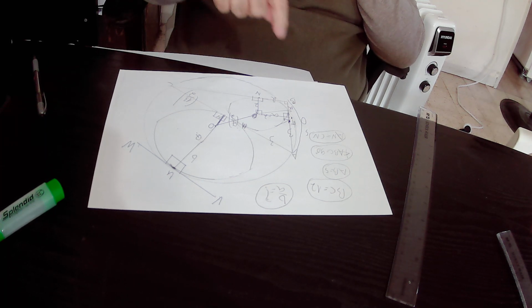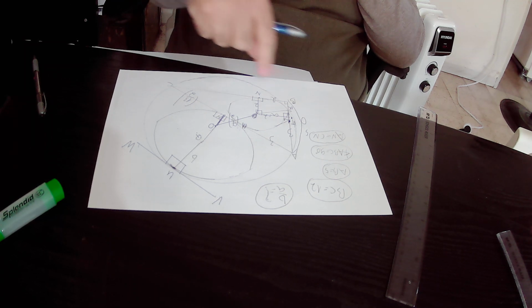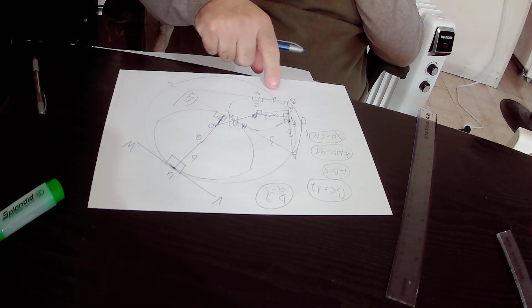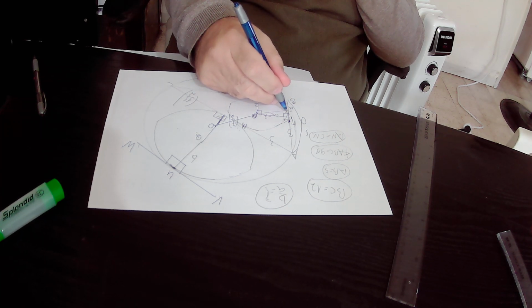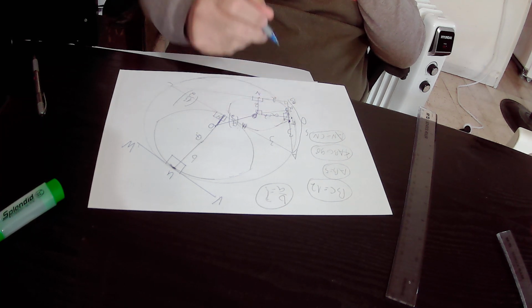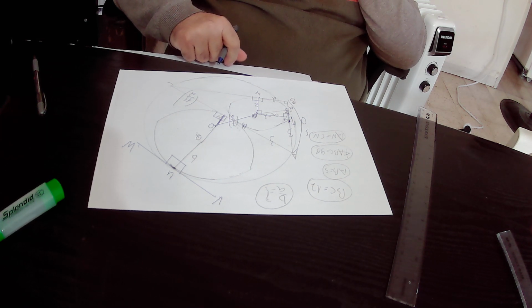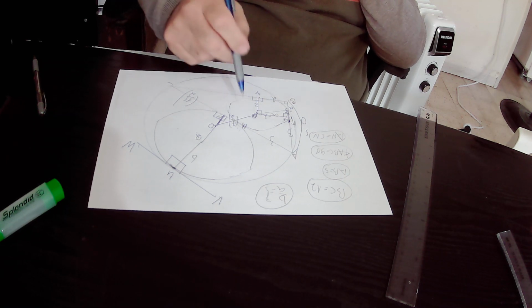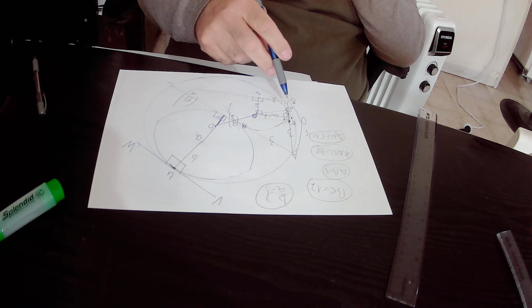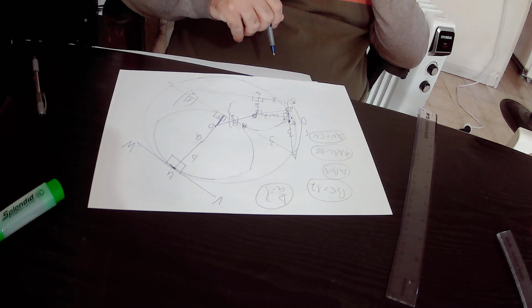Actually, the smallest circle and the biggest circle are touching each other at this point. We define the touching point as point S. So the biggest circle and the smallest circle have an internal touch between them at point S. Point S is their touching point.